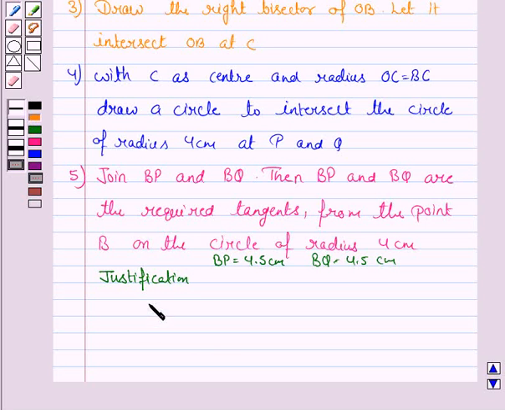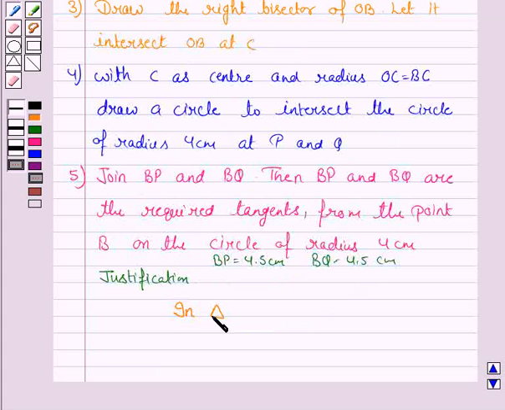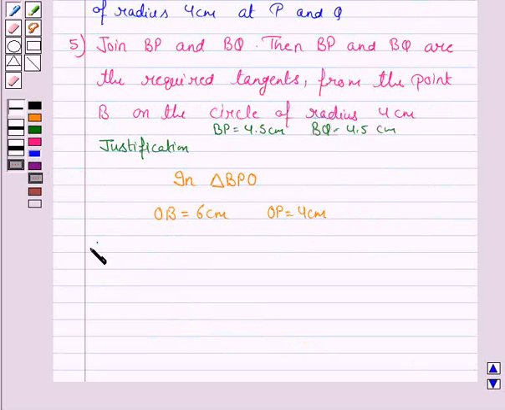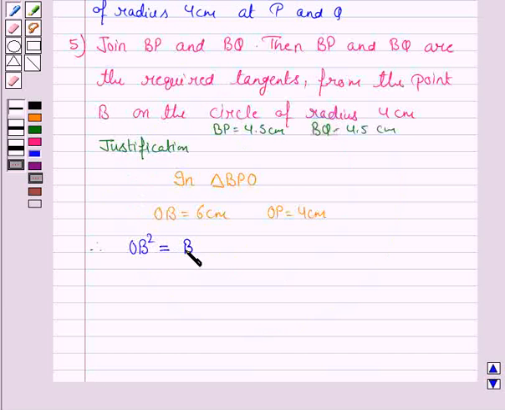If you consider the right triangle BPO, since it's an angle in a semicircle, therefore it's a right angled triangle where OB is 6 cm and OP is 4 cm, since it's the radius of the circle. In right triangle BPO, OB is 6 cm, OP is 4 cm, therefore OB is the hypotenuse, therefore OB square is equal to BP square plus OP square by Pythagoras theorem.